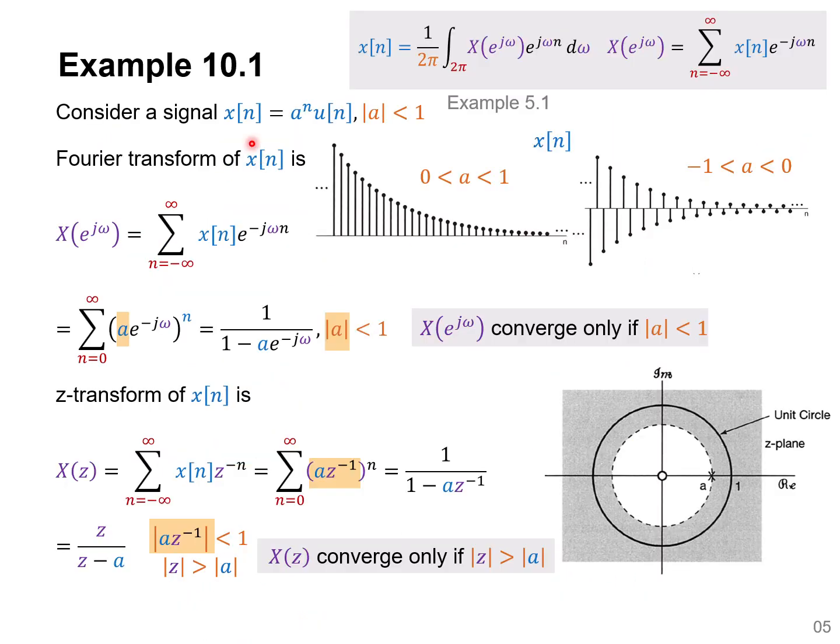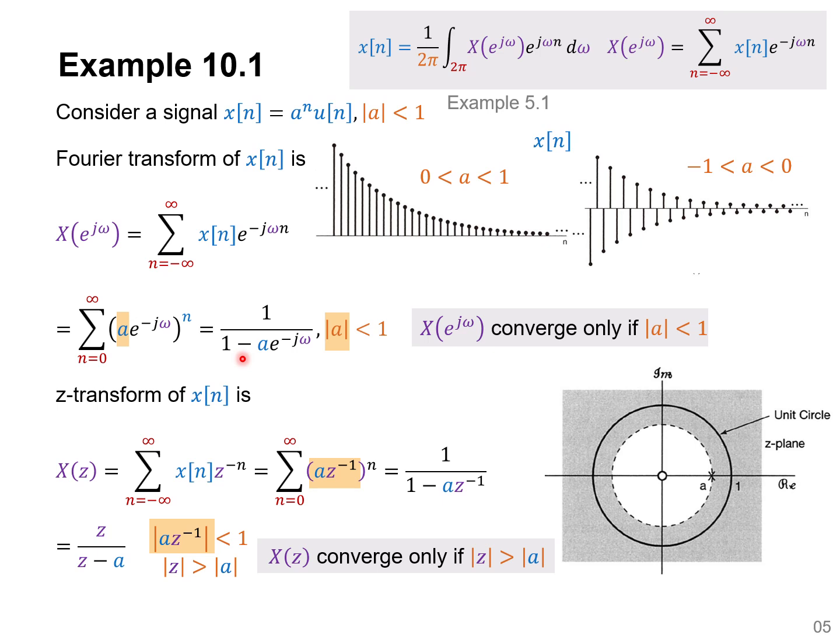In this example, we look at this signal again. Here, a is a constant, and the magnitude of a is smaller than 1. We want the Fourier transform and the z transform of the signal. The Fourier transform comes from the sum of x of n times e to the minus j omega n. This is example 5.1. We use the formula for the first term and the ratio of geometric series. So the result is this.